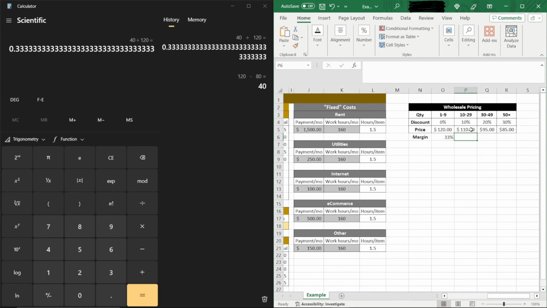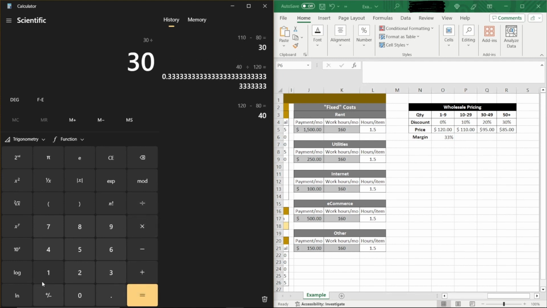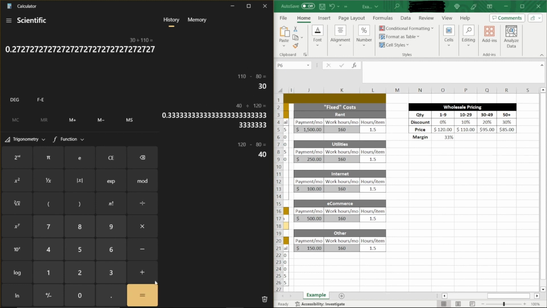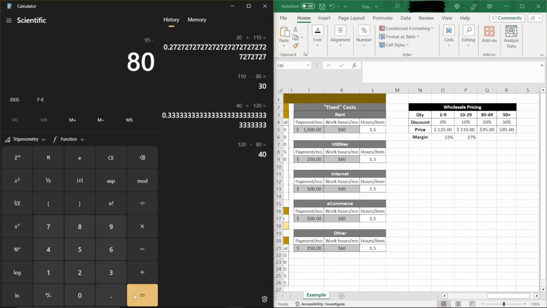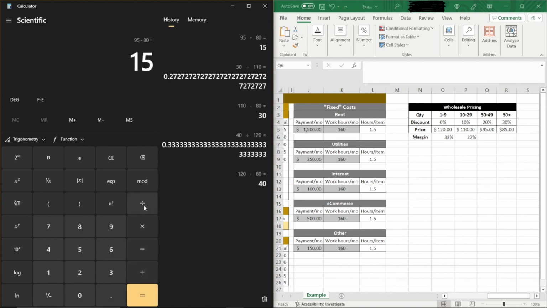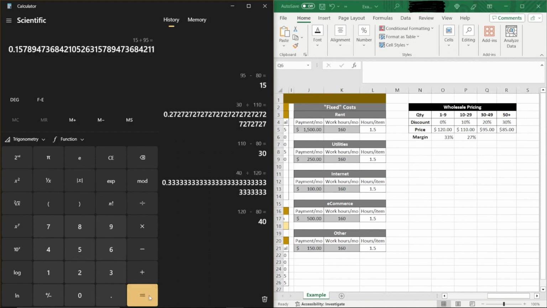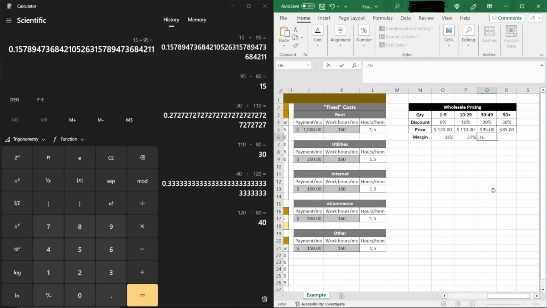Now, when we get into the 10 to 29, all right, it still costs me $80 per item, but I'm only selling them for $110. So 110 minus 80, that is now $30. Divided by what I sold it for, 110. That gets me a profit margin of 27%. So notice my margins are going down. And I'm going to do the same thing here. 95 minus 80 gets me 15 divided by 95. And I'm going to round up and say that is a 16% profit margin. And let's see what our very last one is.